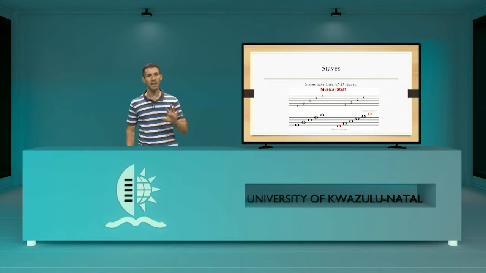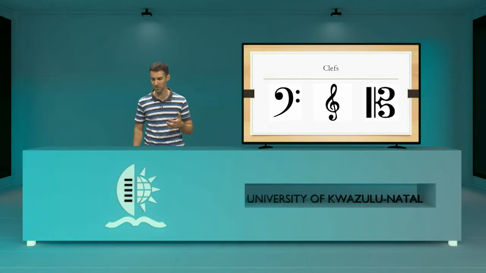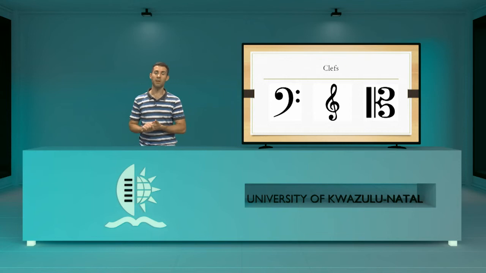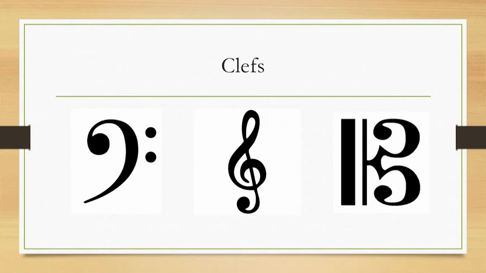Now I've said to you, the lines and the spaces on their own mean absolutely nothing. We need to give them some type of meaning so that we can give each line and each space a musical note. And this is where some very recognizable symbols come into play. On your screen now, you'll see 3 symbols which are called clefs.